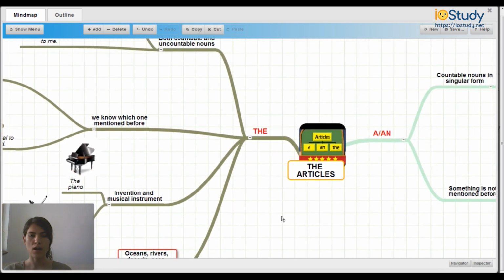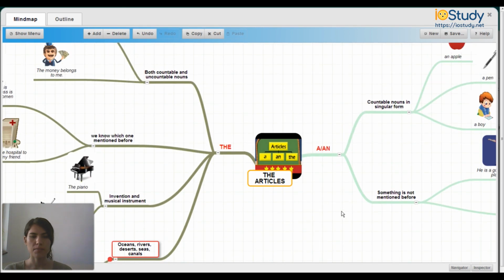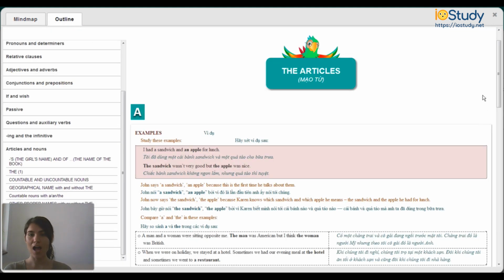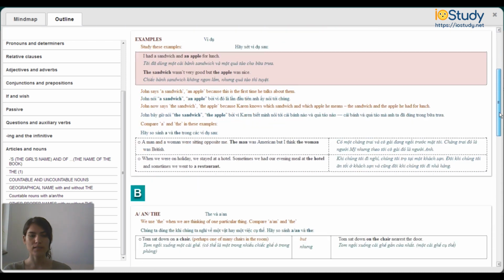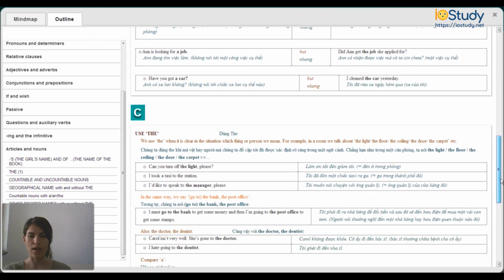Okay, so there are your rules for using the articles a, an, and the. Here's your completed mind map, so you can go back to this at any time for your own reference. And once you feel comfortable with the mind map, then you can move on to the outline. So here's the outline for the articles, and you can read through this, scroll through it for more information, talking about a, an, or the.